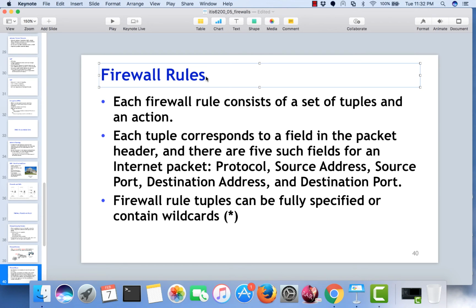There are also firewall rule tuples that can be fully specified or contain wildcards. So, any 10.1.1.star address, block that or allow that. Set up those wildcards so that you can try to make those firewall rules as specific as possible.